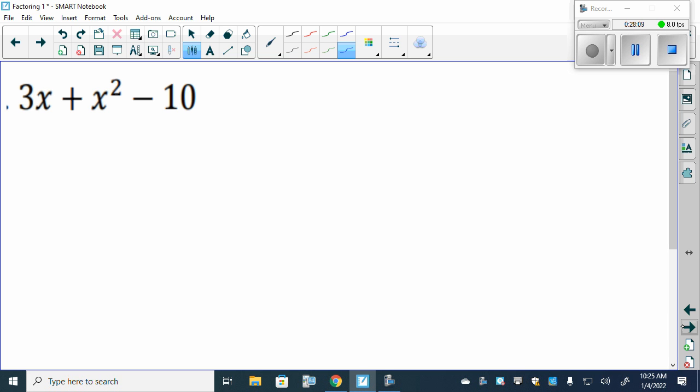Let's look at this one here. 3x plus x squared minus 10. Can we factor this? Most likely, yes. The kind of issue is, is it written in standard form? Now, if we wrote it in standard form, we would want to start off with our x squared plus 3x minus 10.